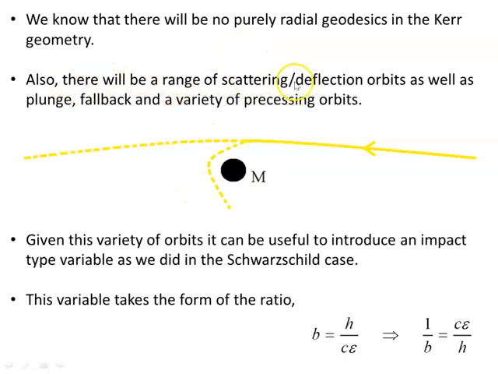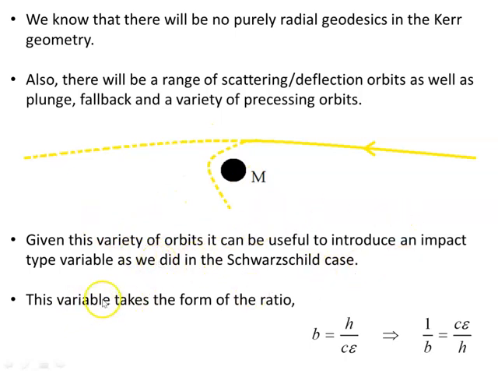We also know there's going to be a range of scattering, deflection orbits, as well as plunge, fallback, and a variety of precessing orbits. So maybe we should be looking to work perhaps with an impact parameter. I mean, you can imagine a light ray coming here, passing through the source mass, missing it on a scattering orbit or in a deflection orbit, okay, or maybe in some sort of closed orbit. So maybe it's useful to work with an impact parameter, just as we did in the Schwarzschild case.